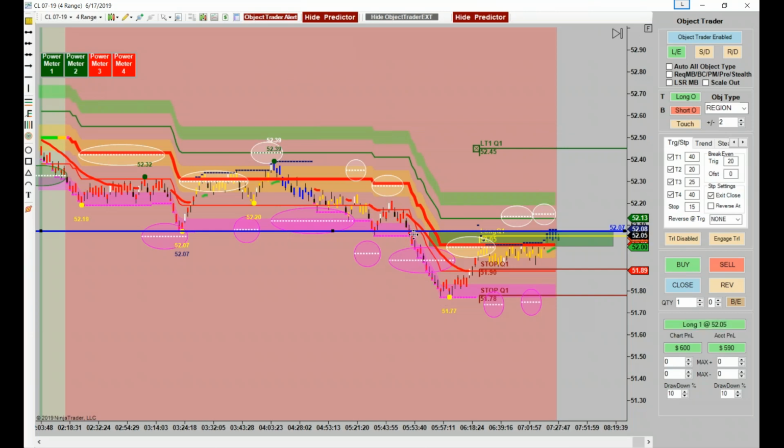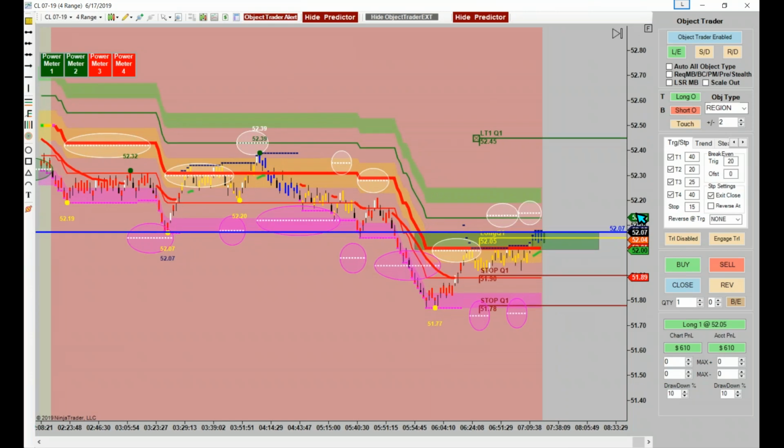Everybody that's been trading a while has seen this, where they just shoot the bars straight down and then that's it, they're done. Okay? See, there's two.